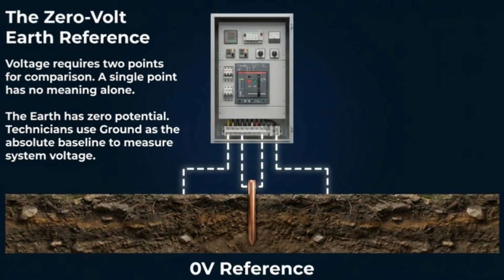Voltage requires 2 points for comparison. Technicians use the earth, which has 0 potential, as the ground or absolute baseline to measure system voltage.